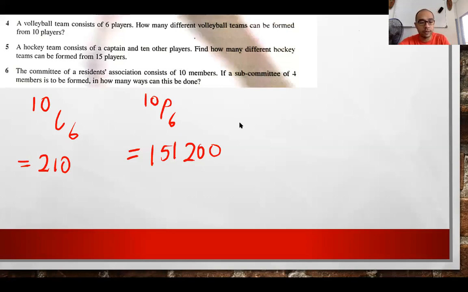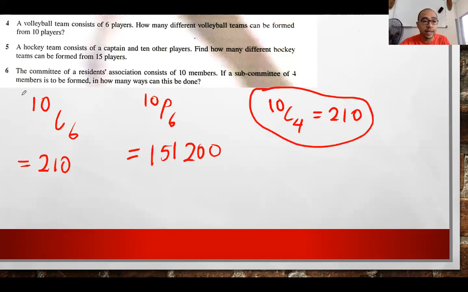I also just want to highlight that the working you did is 10C4, and you also got the answer 210. Guys, take a look at this. If you want to choose 4 people out of 10, there are 210 ways. If you want to choose 6 people out of 10, there are also 210 ways.